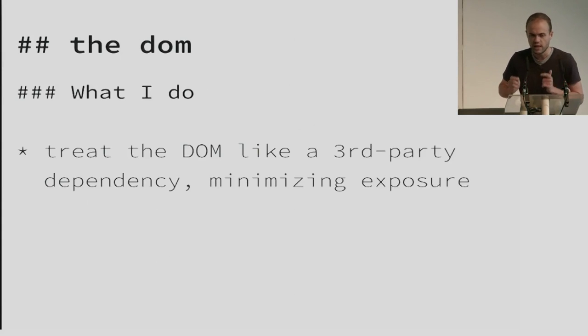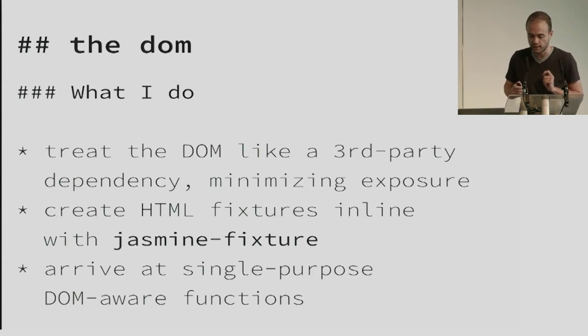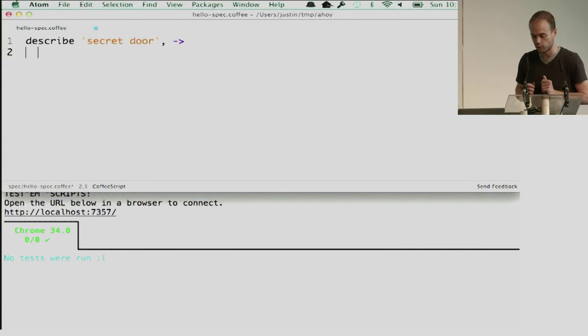So what I do instead is I treat the DOM like a third-party dependency, and I minimize my exposure. I keep it out at the periphery, just like network requests or third-party APIs. But when I do have to write tests against the DOM, I create my HTML fixtures super tiny, inline, with a convenient tool that we wrote called Jasmine Fixture. You'll see that in a second. And the goal here is to arrive at single-purpose DOM-aware functions that do just one thing, do it well, and then are composable. So an example here, imagine that you have a secret magical door.